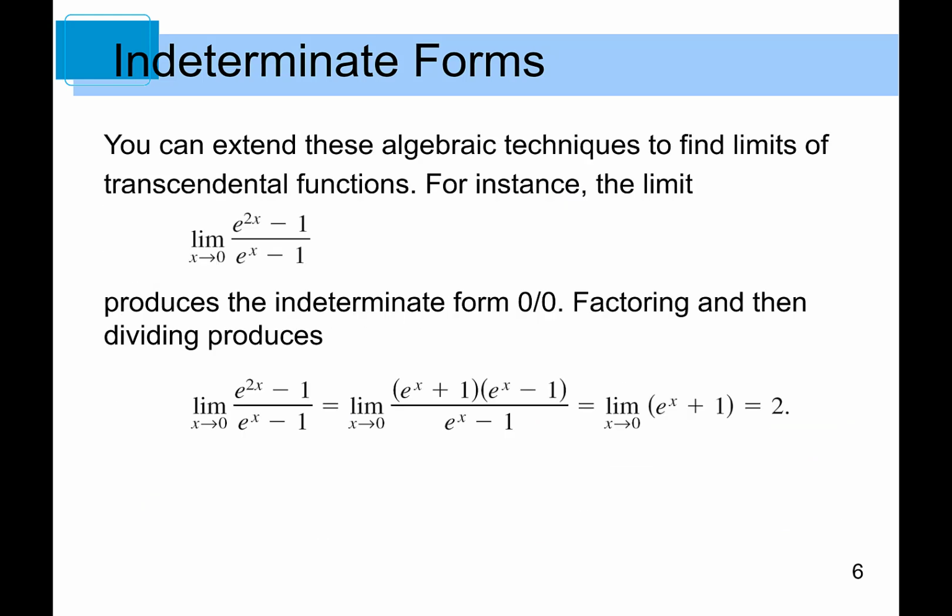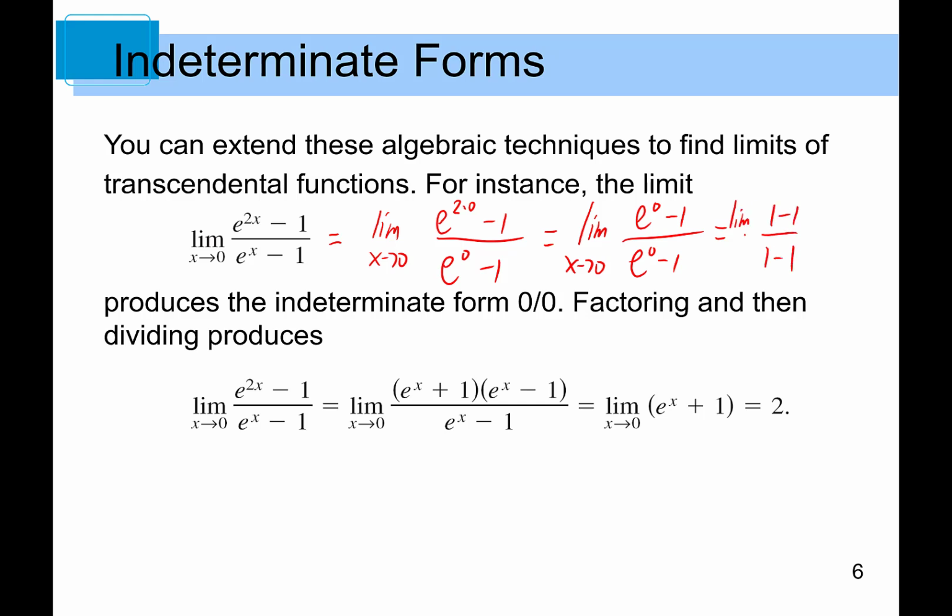Let's take a look at this one. The limit as x approaches 0 of (e to the 2x minus 1) over (e to the x minus 1). If you do direct substitution, you're going to get e to the 2 times 0 minus 1 over e to the 0 minus 1. E to the 0 is 1, so 1 minus 1 over 1 minus 1. So again, this is a 0 over 0 indeterminate form.